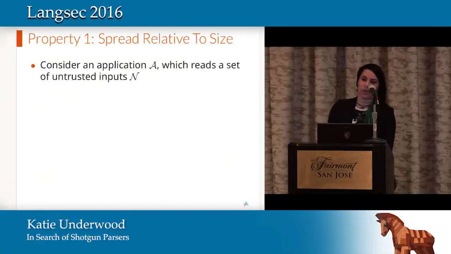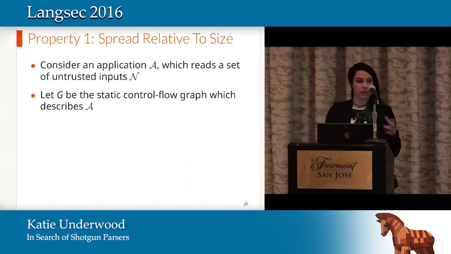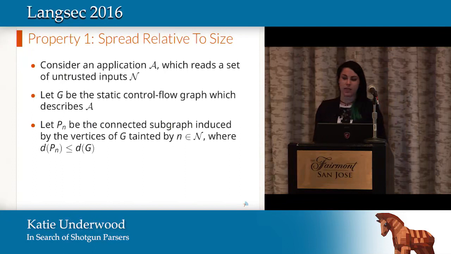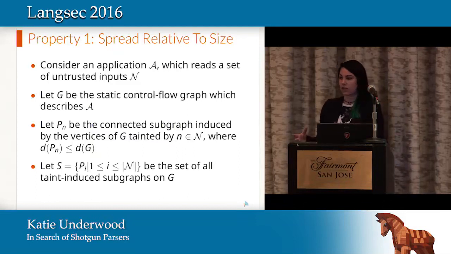And now I'd like to get into a bit more detail about each of these properties, starting with spread relative to size. So if we consider some application A, which reads in a set of untrusted inputs n, then let G be the static control flow graph which describes A, and let P sub n be the connected subgraph induced by the vertices of G that have been tainted by n. And finally, let S be the set of all such taint-induced subgraphs on G.